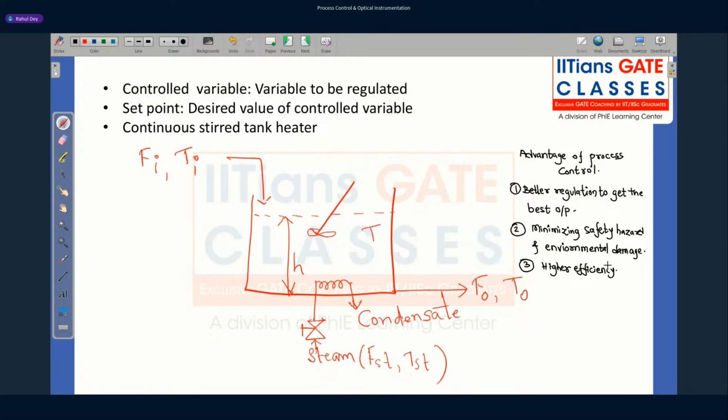Disadvantage of process control. See, if your process is basically non-linear, time varying process, then it will be very, very difficult to monitor the process. So the disadvantage is that most of the real life systems are non-linear and time varying. So for maintaining or monitoring such type of system, it is very, very difficult. So write it down: most of the systems, real life systems, are non-linear and time varying. So monitoring those systems is very, very difficult.